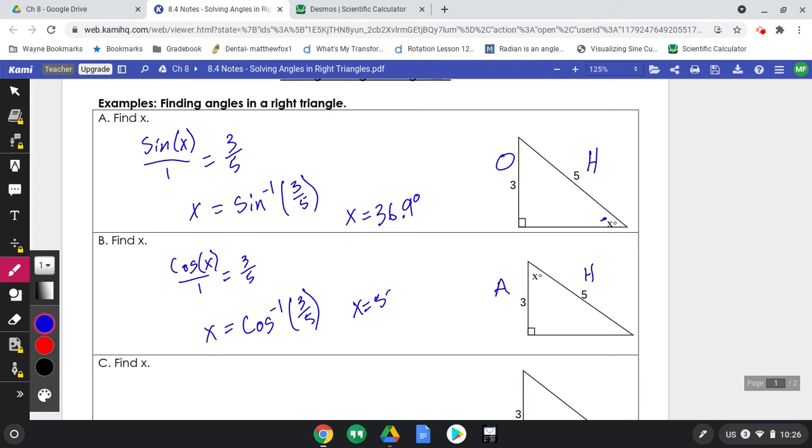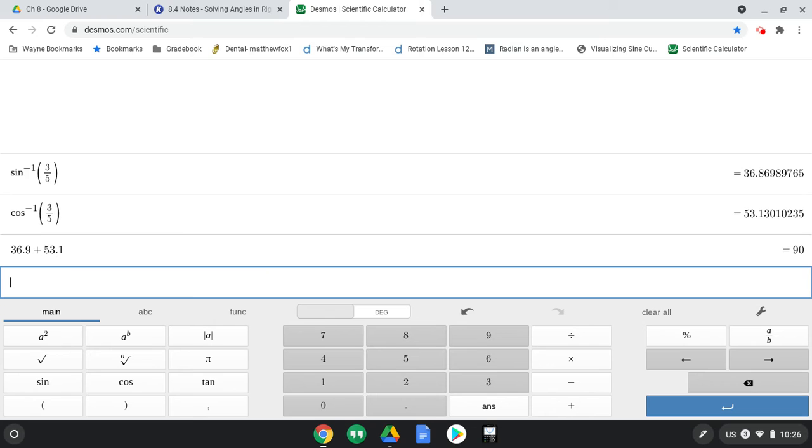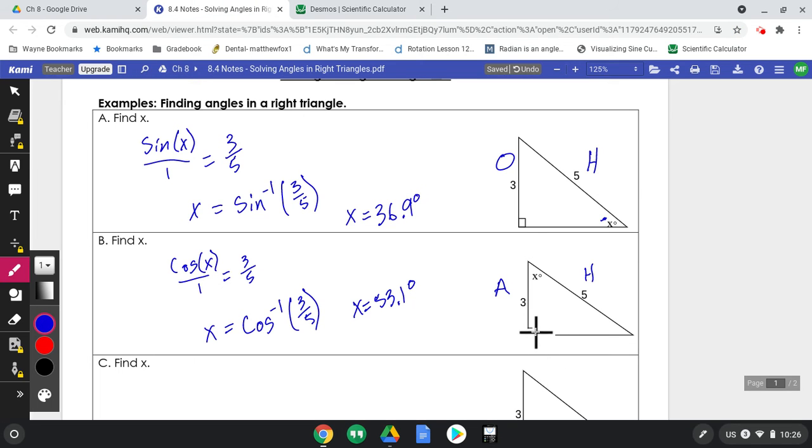Now, hopefully that makes sense to you why that is what it is. Because if we think about it, if this is 53.1, we already found the other one was 36.9. If we add those two together, so 36.9 plus 53.1, we will see that we get 90. Okay, now let's think about that. 90 plus our right angle is 90. That equals 180, so it makes sense. They should always add up to 180.